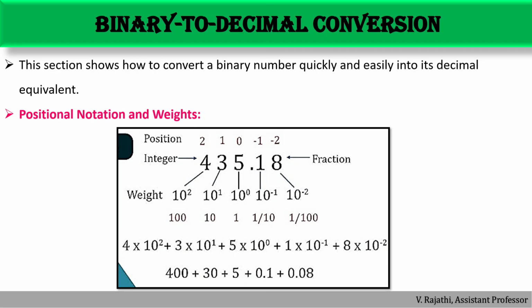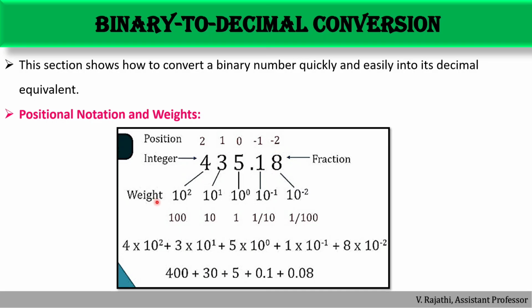We have to know what position, notation and weight are. This is the example: 435.18. This is the number. We can call this part the integer, and these are the positions 2, 1, 0. After the point we have positions -1 and -2.